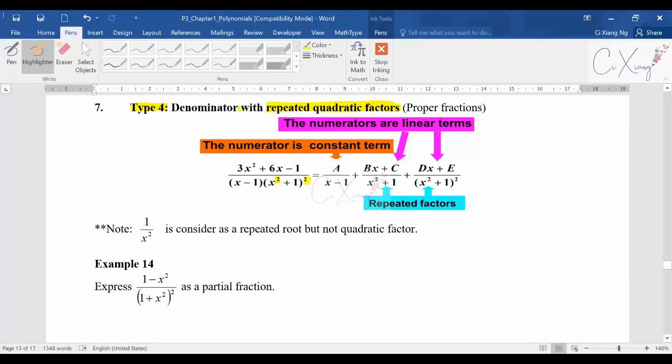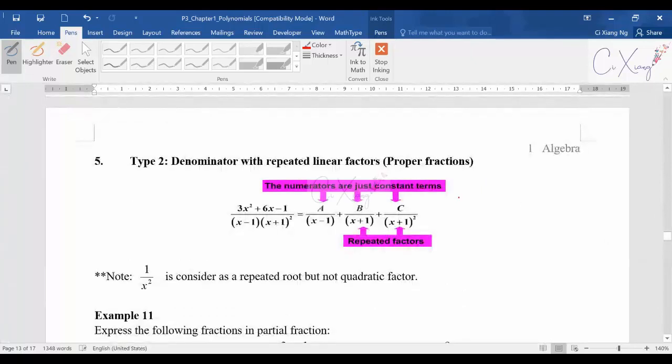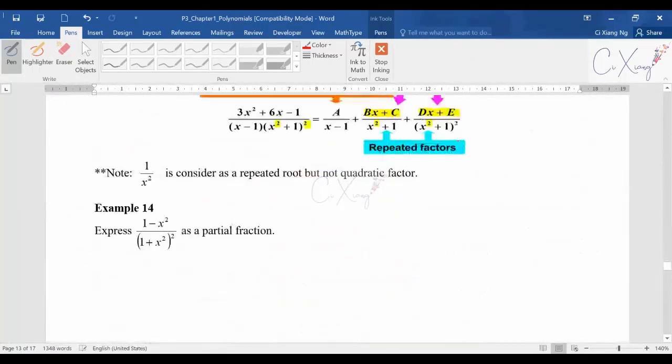Actually for type number 4, we combine all the concepts that we learned before. For a repeated factor, you need to split it into two partial fractions, one without the square, another one with the square. Both are quadratic factors, therefore both numerators should start with x power 1. So you have bx plus c and bx plus e. So far I haven't seen any question in the past year ask for this pattern yet.